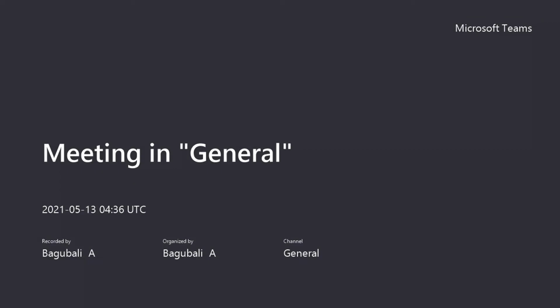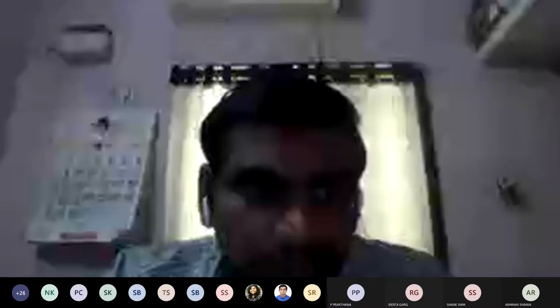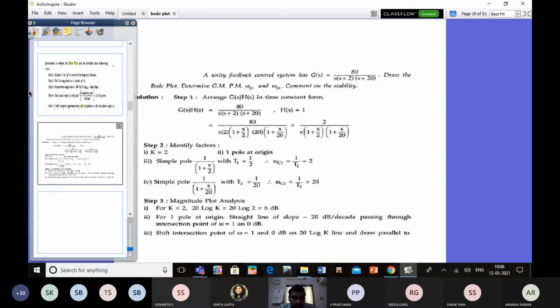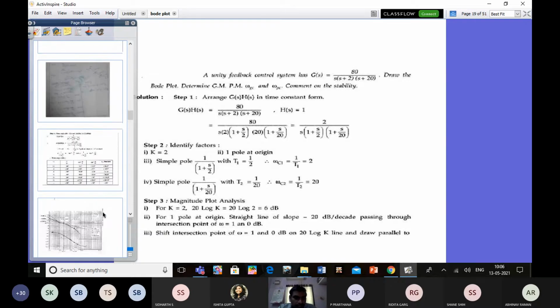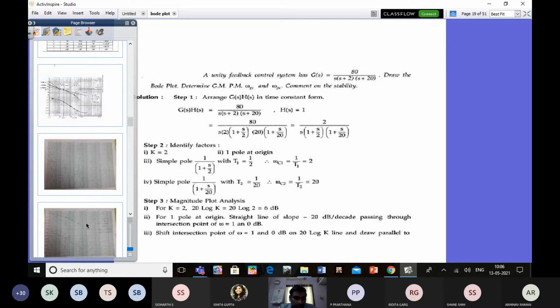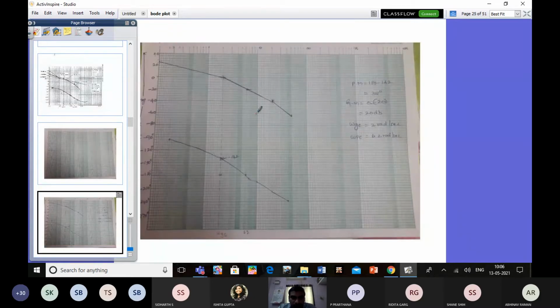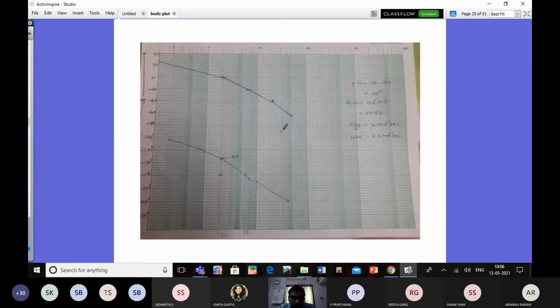Crossover frequency, all such things I have given. I think I have given how to draw the Bode plot, and the final answers I have provided. So I will tell you how to calculate the phase margin and gain margin. So this is the plot. I think last class I told you how to plot it.